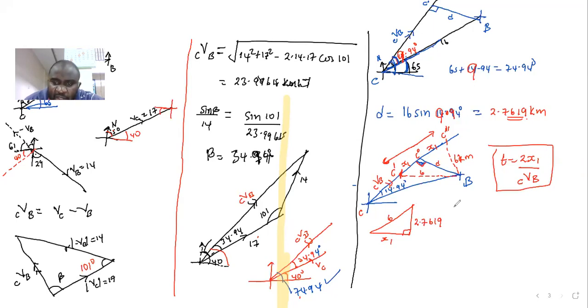Can you get me x1 using Pythagoras theorem? It will give you the square root of 36 minus 2.7619 squared. What answer do we get?